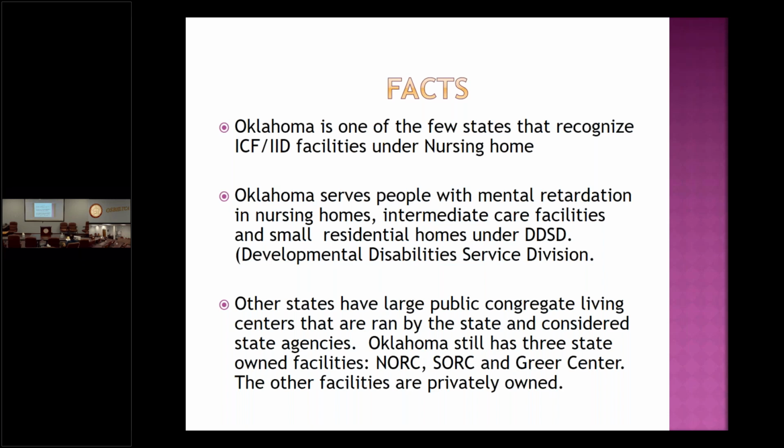Now, Oklahoma does serve people with mental retardation in nursing homes, intermediate care facilities, and also in residential homes in the community under DHS. And that program, can you guys still hear me? Yeah. Okay. So that program is under DDSD, the Developmental Disability Services Division.